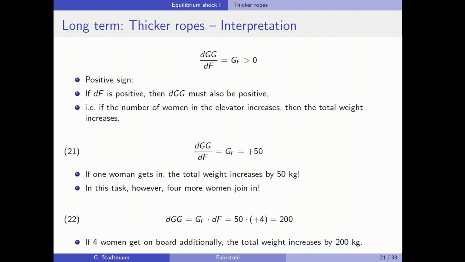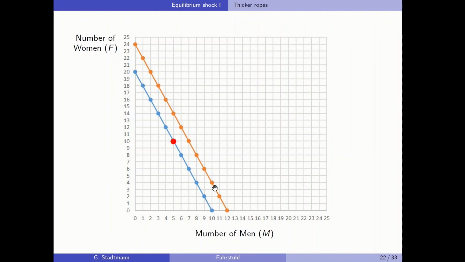We can also highlight this solution in a graph. So the blue solution is a solution where initially we have 10 females and 5 males in the elevator. The capacity constraint is at the level of 1000, and when the capacity constraint is at the level of 1200, because there are thicker ropes in the elevator, then this capacity constraint shifts to the right or upwards, and 4 additional women are able to board this elevator.